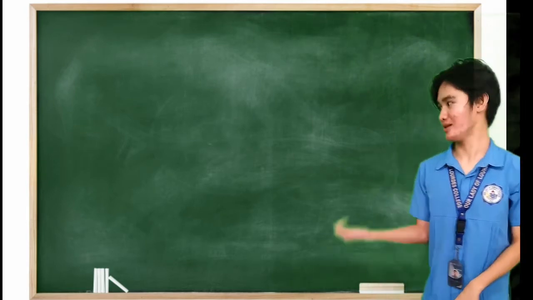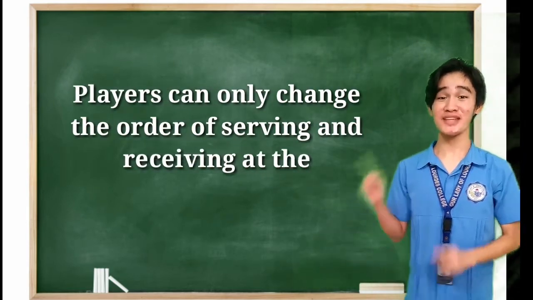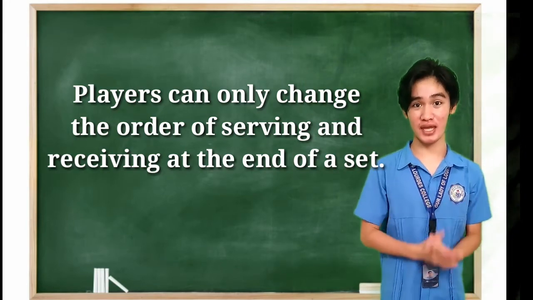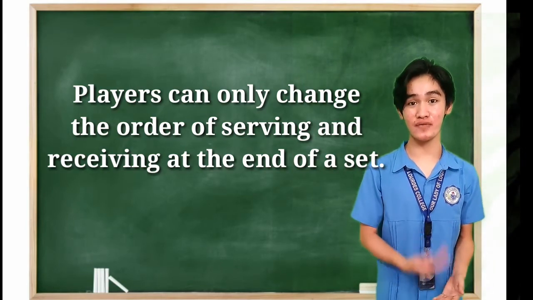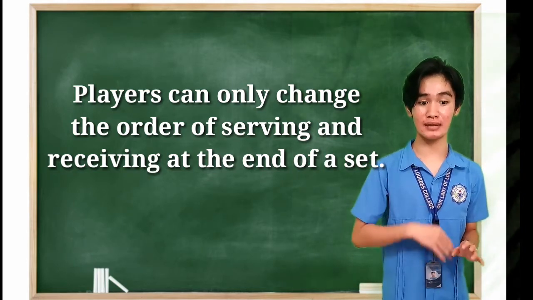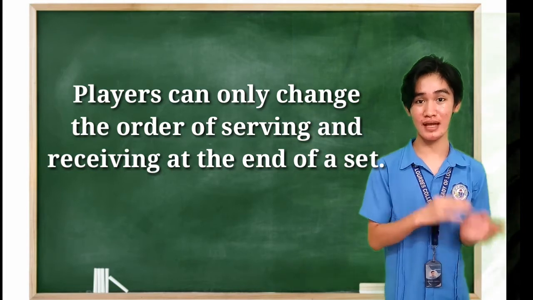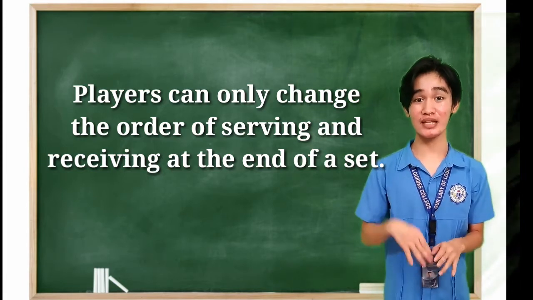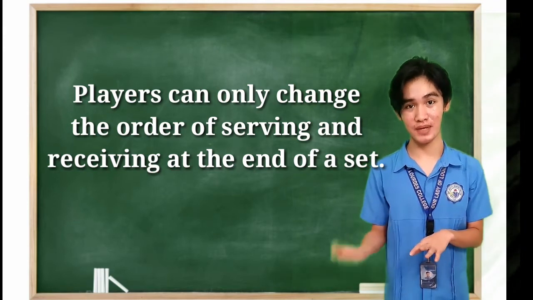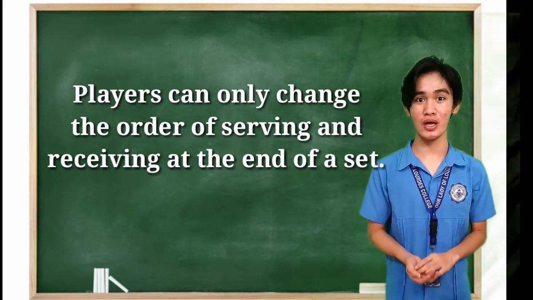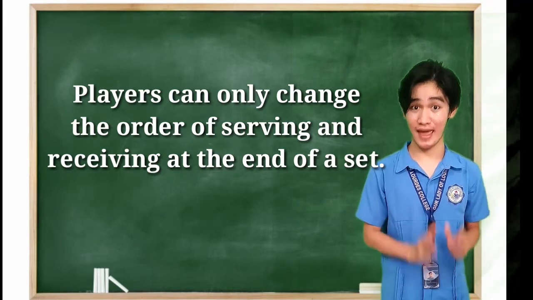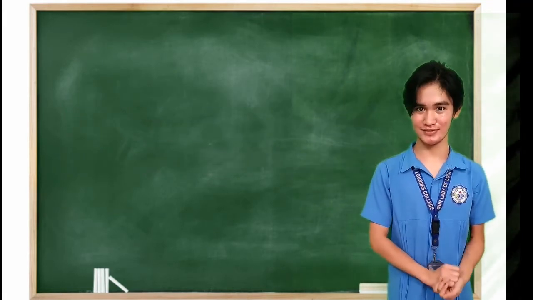For the next rule, players can change the order of receiving and serving at the end of the set. Meaning, if the serving starts with player A, then B, C, D, it can be changed at the end of the set. So it will be D, C, B, and A. This change of order is valid at the end of the set.